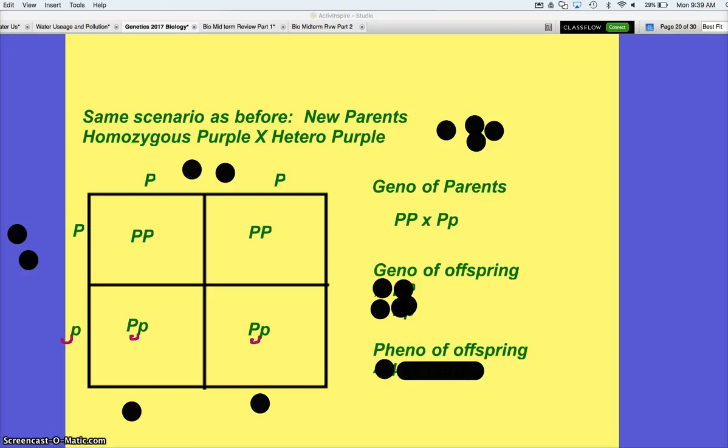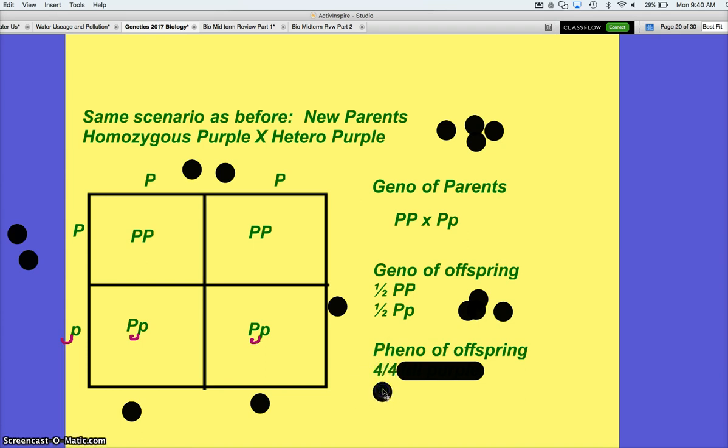Yeah, 50% capital P and lowercase p? And? 50% capital P, capital P. Awesome. Who could tell me the phenotype of the offspring? 100% purple. Do you see how it could be different? Okay. 4 out of 4, 100%, whatever you want to call it.